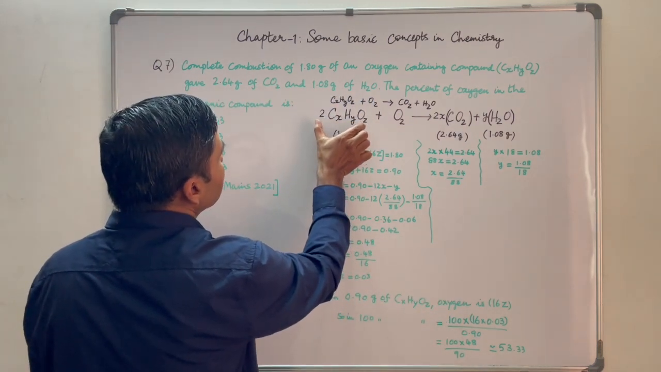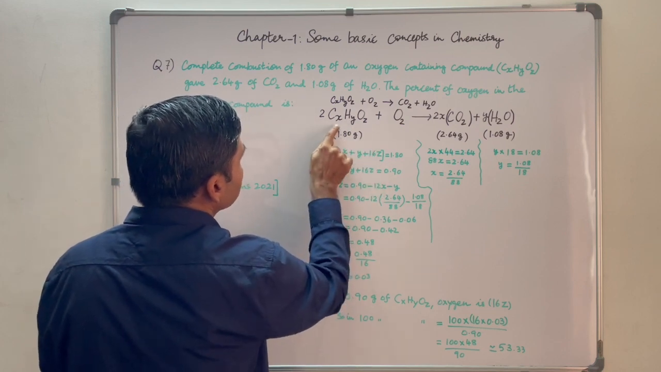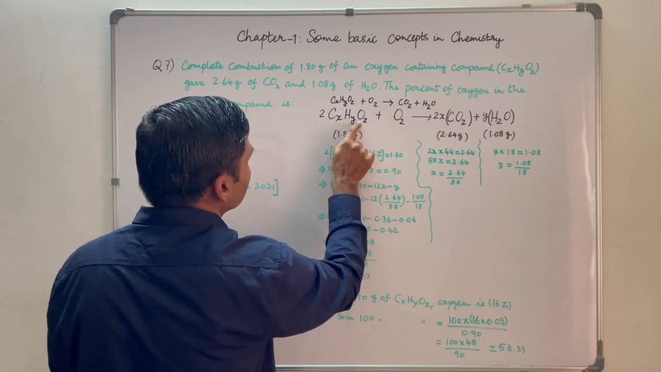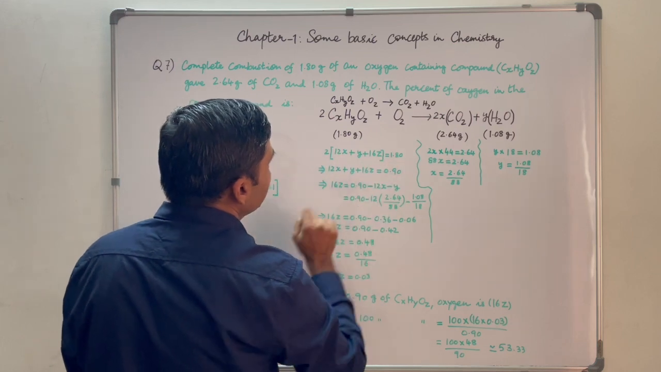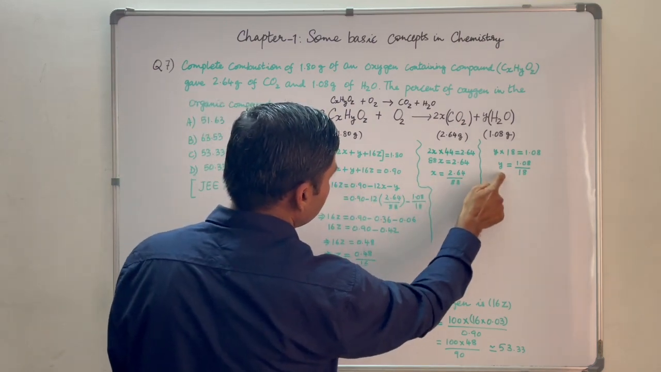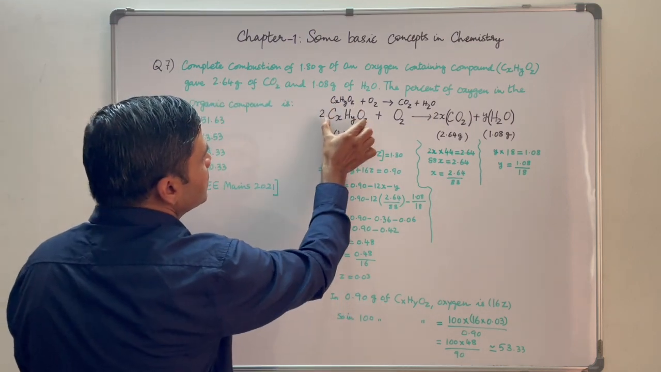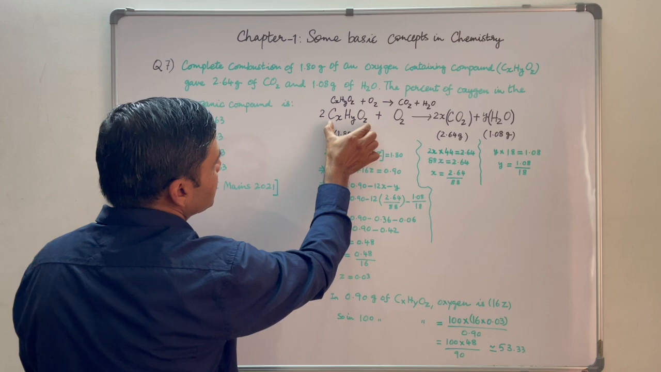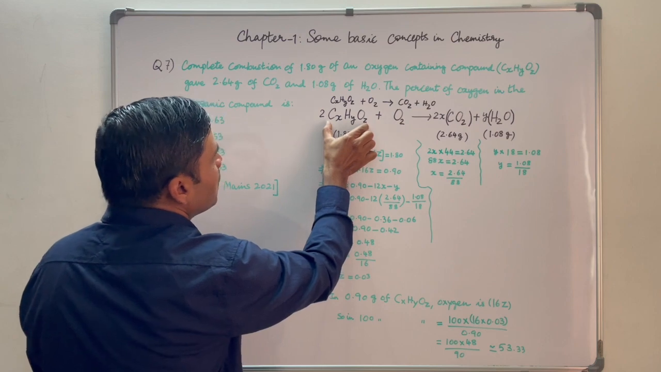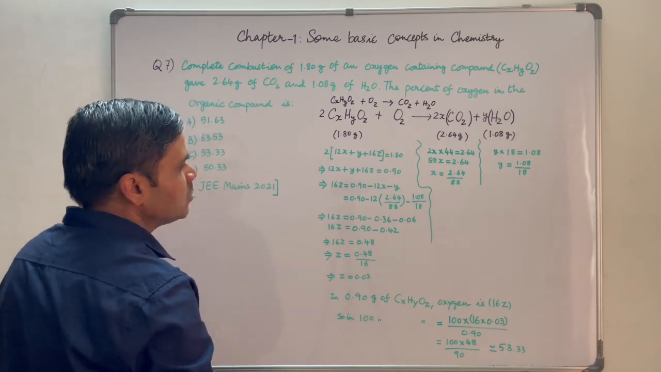On the left hand side, mass of this is given as 1.8 gram, means 2 times of mass of this. Mass of this can be calculated as x into 12 plus y into 1 plus z into 16 and that total is 1.8. So z can be calculated by substituting the values of x and y from here. z will come out to be 0.03. Now mass of this whole is 1.8. So mass of this is 1.8 divided by 2, means 0.9 gram. So out of 0.9 gram, mass of oxygen is 16 into z, means 16 into 0.03, that is 0.48 gram.